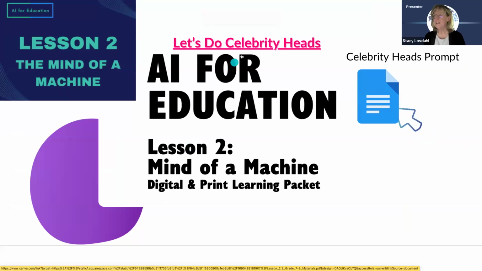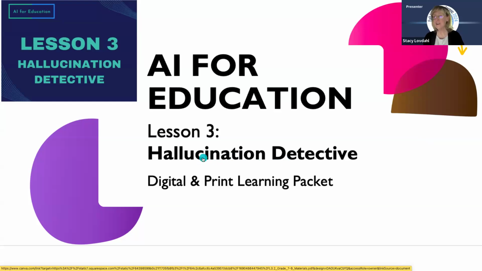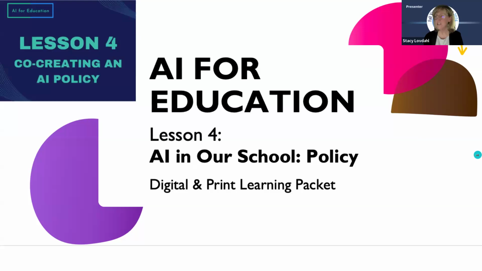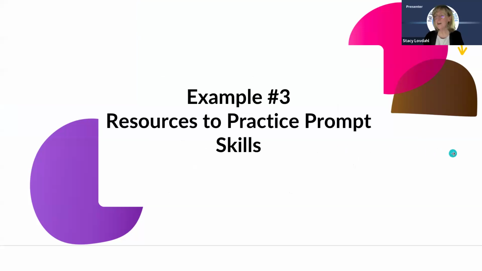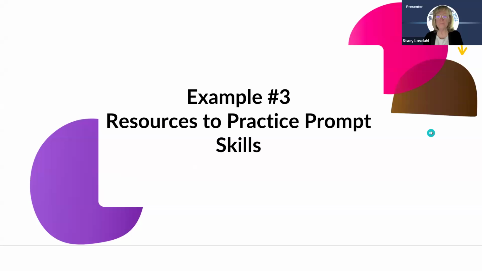For the Mind of the Machine, Celebrity Heads Together is a case where you actually play a game with your AI. So it's very hands-on and experience-oriented. This one lets the students learn how AI hallucinates. You play a hallucination detective game, and you can do this with either ChatGPT, or you could use School AI and have it do the hallucinations for you. And then you end up actually writing your policy.